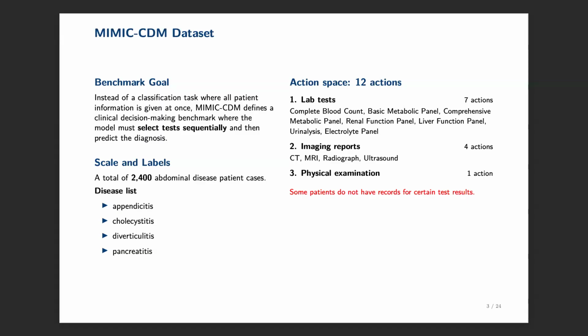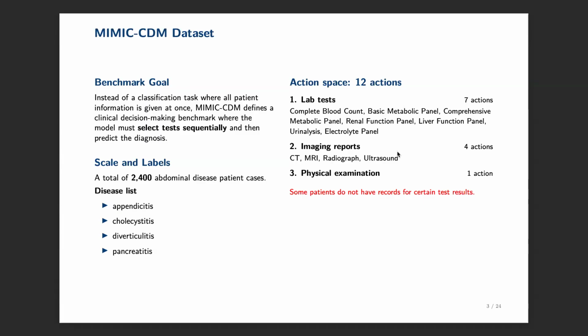So let me introduce the dataset first. So this dataset contains 2,400 patient cases, and each case has one ground truth diagnosis label. And the labels correspond to four abdominal diseases. So the important part is the action space.